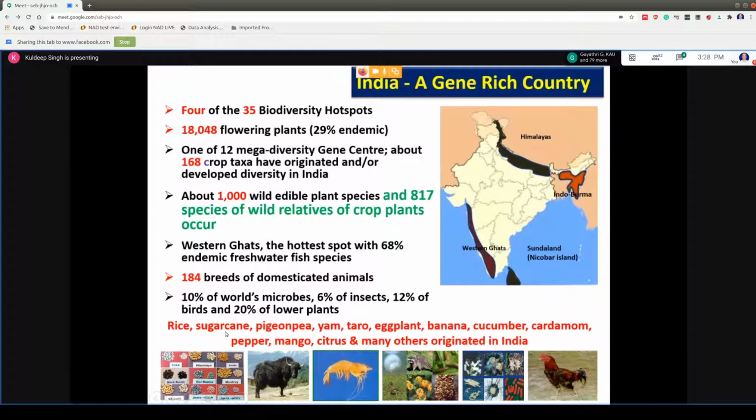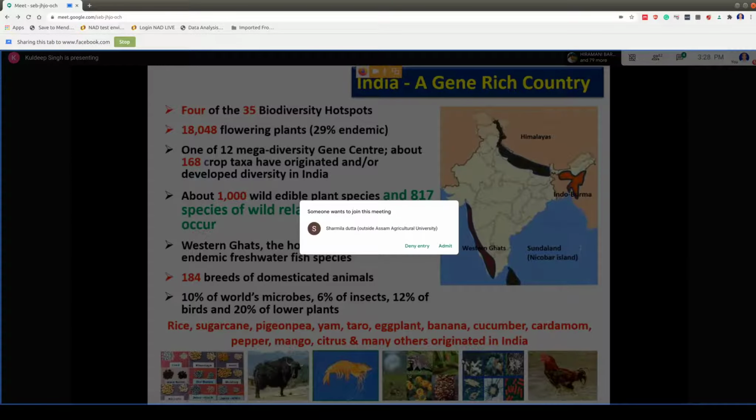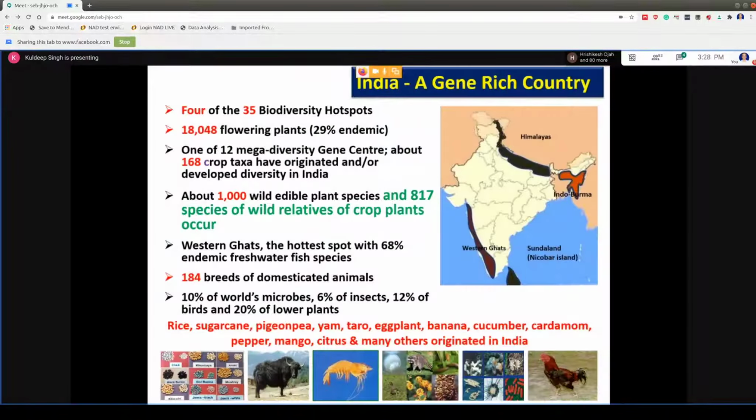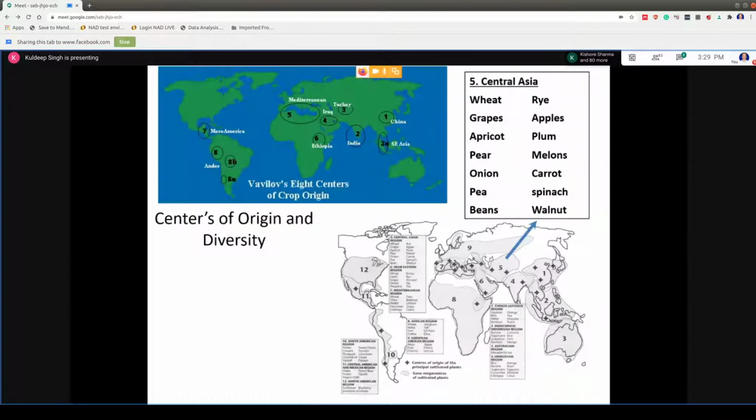We are the center of origin of not one, not two, but dozens of crops including rice, sugarcane, pigeon pea, eggplant, banana, cucumber, and many others. We are very rich in animal biodiversity as well. We are equally rich in fish biodiversity. We are equally rich in microbial diversity. Name anything, the country is rich. Mother India has been bestowed by nature with a bounty. It's for us to see how we can conserve it, how we can preserve it.